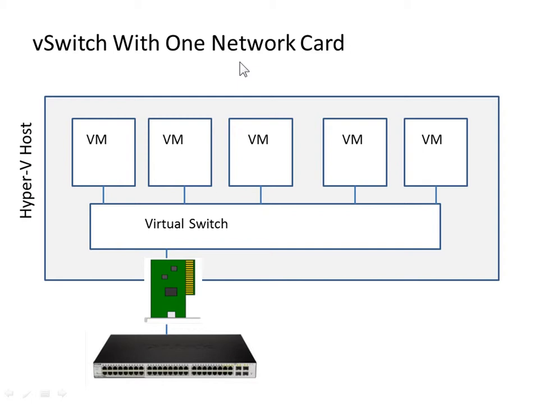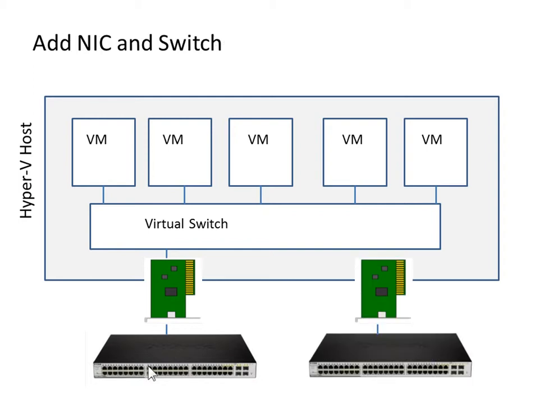In this example right here, we can see that inside our Hyper-V host, there are multiple virtual machines, and they are connected to a single virtual switch, which is connected to a single network interface card, which is connected to a physical switch, which connects to the outside world. What we can do is, if we want to connect to another network, we add an additional physical network interface card in that Hyper-V host and connect that physical network interface card to the physical switch, which connects to the second physical network which we want to connect to.